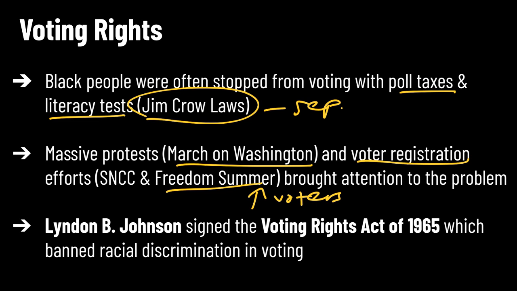This all ends with a law. Lyndon B. Johnson, president at the time, in 1965, passes the Voting Rights Act, which officially bans racial discrimination in voting. We know, looking at what goes on in the world, that just because a law is passed doesn't mean everything is fixed, but this was a huge step forward.